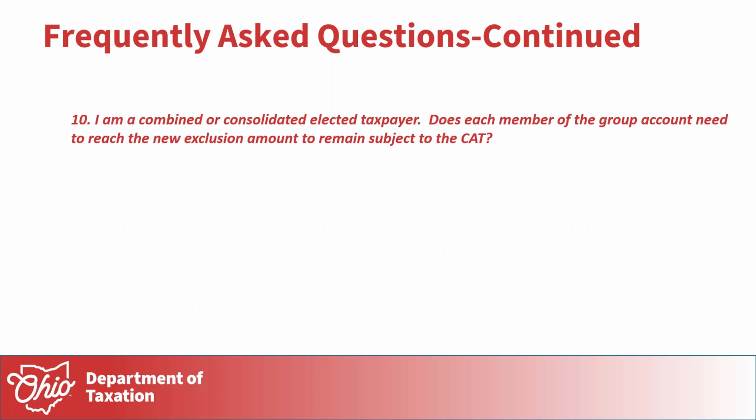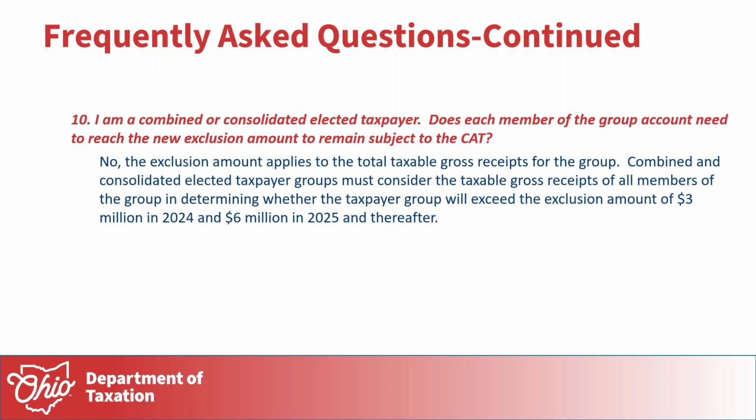And then the last frequently asked question that we have is, I am in a combined or consolidated elected taxpayer group. Does each member of the group account need to reach the new exclusion amount to remain subject to the CAT? This is a good question, and it can be confusing. If a combined group has 10 members and they all have receipts under that $3 million, but once the receipts are combined they exceed the $3 million, this combined group would remain subject to the CAT since as a group in total, they meet that filing requirement.